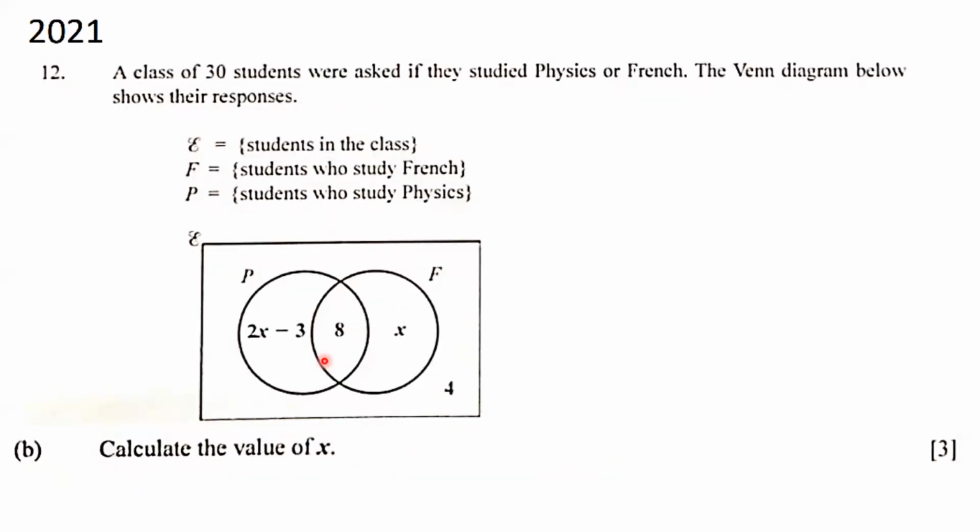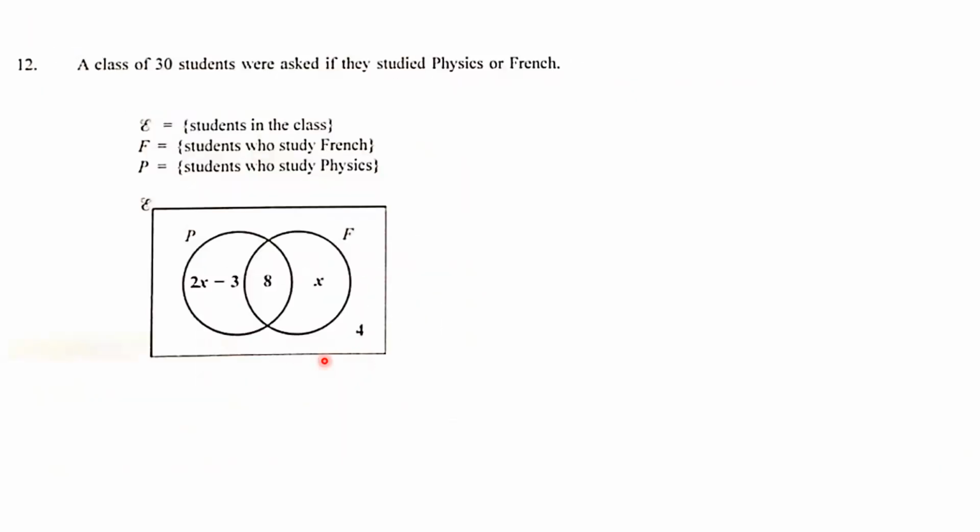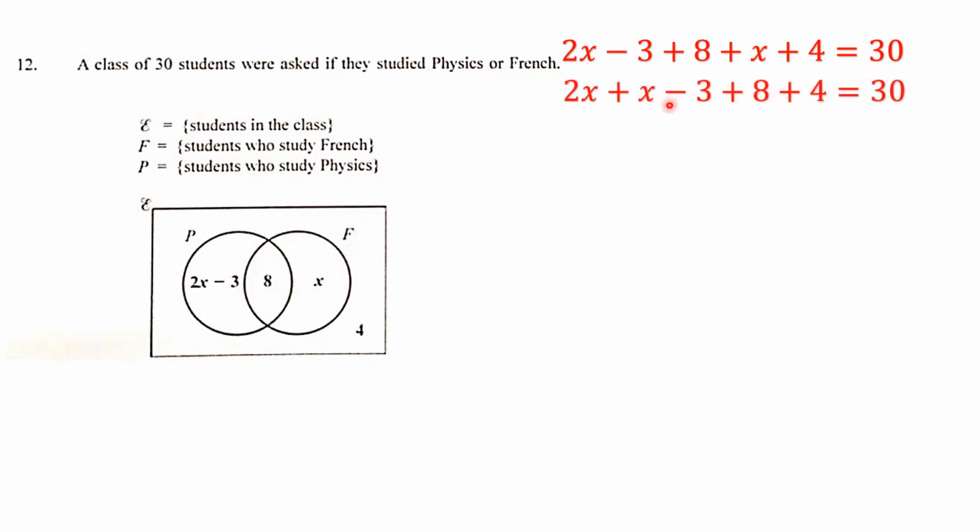The next question says, calculate the value of x. In order to calculate the value of x, we need to construct an equation. The equation is going to be 2x minus 3, which is P only, plus 8, which is the intersection, plus x, which is F only, plus 4. All of that together has to be equal to the universal set. So we're going to group the x's and group the numbers. So we have 2x plus x, minus 3 plus 8 plus 4, is equal to 30.